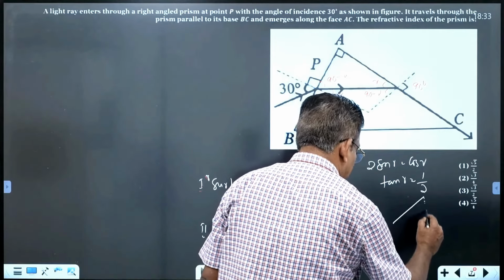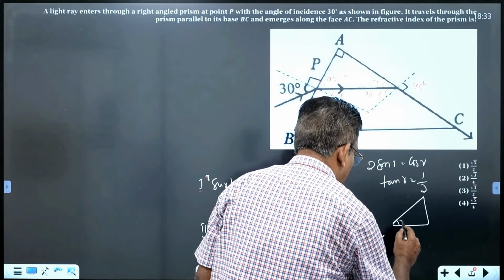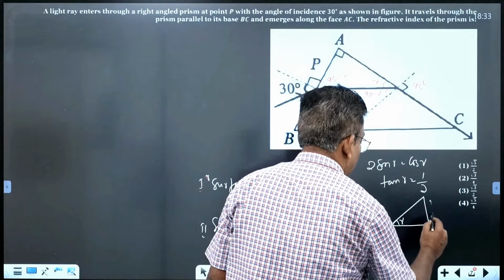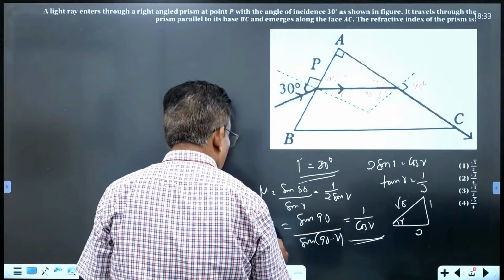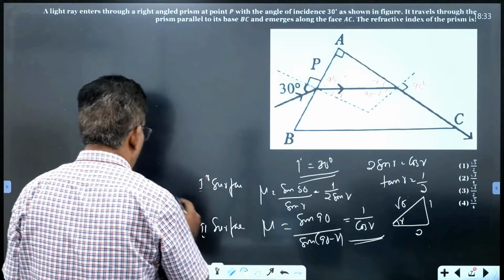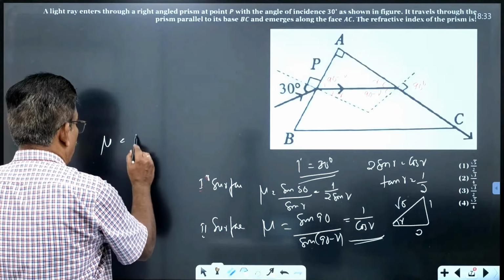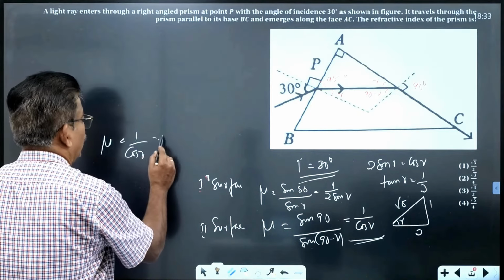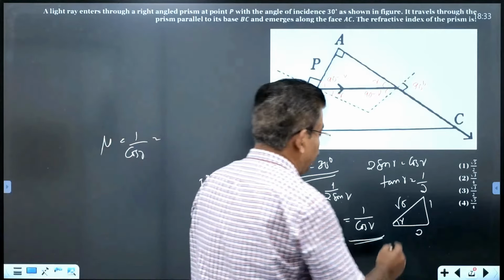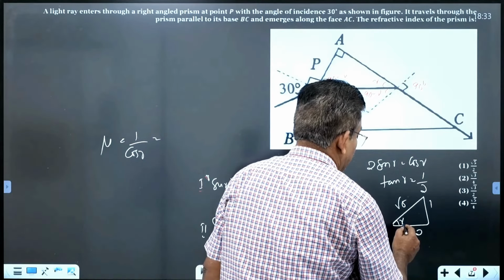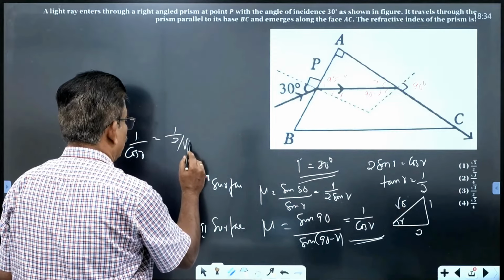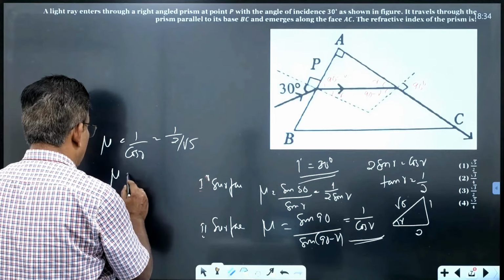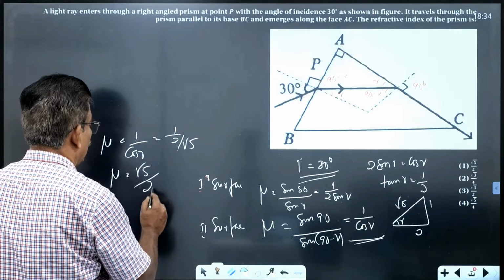So we can make a simple diagram. This is R, this is 1 by 2, and this will be root 5. And tell me what is mu. Mu is equal to 1 by cos R. From this diagram, cos R is equal to 2 by root 5. So 1 by 2 by root 5, that comes to mu being root 5 by 2.